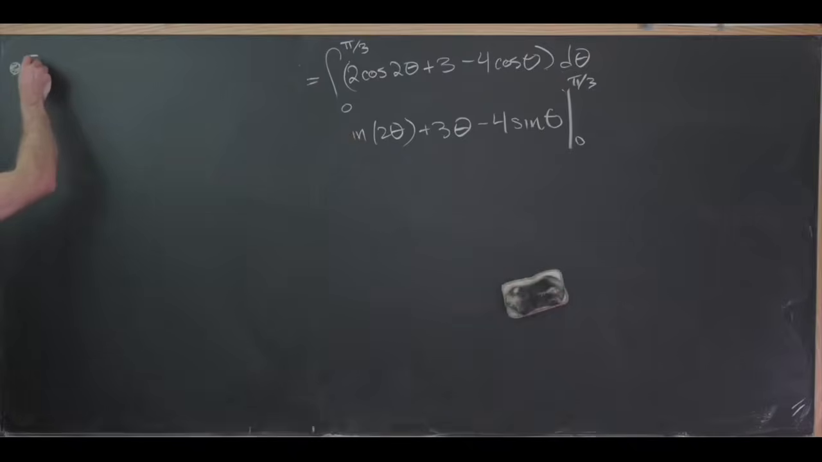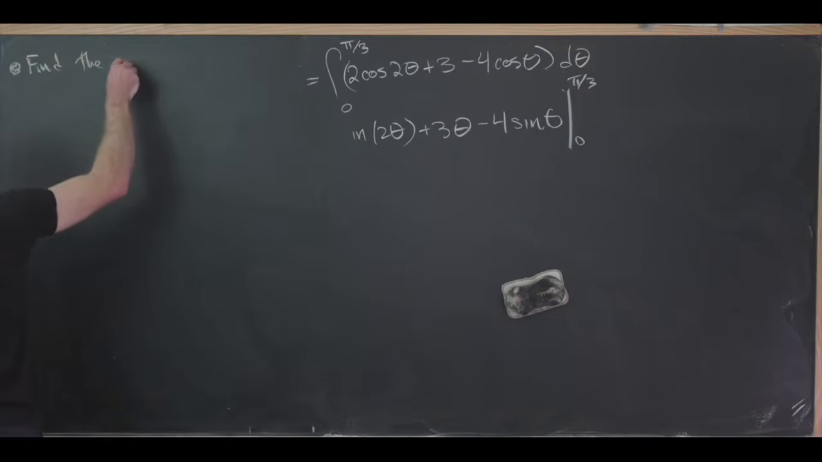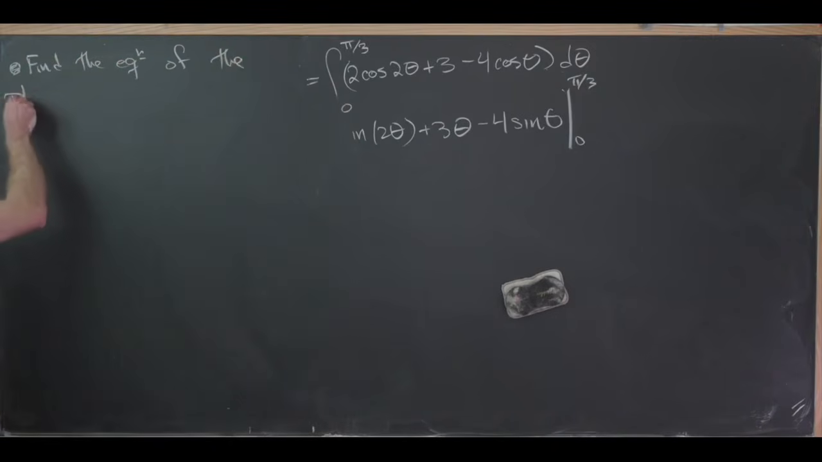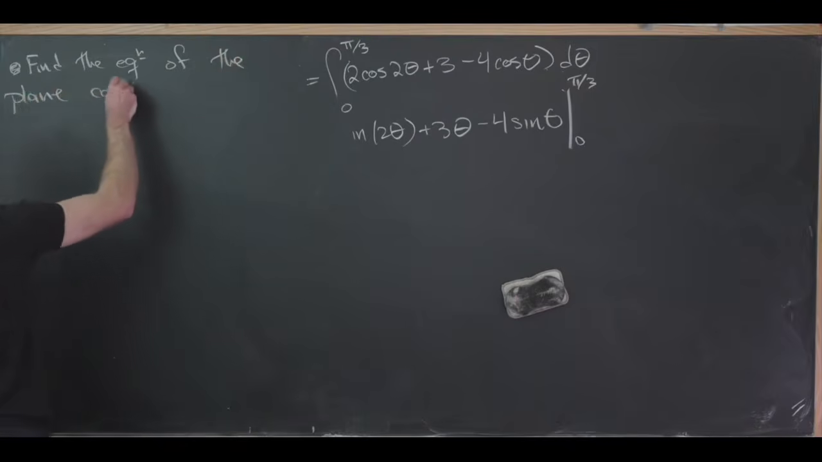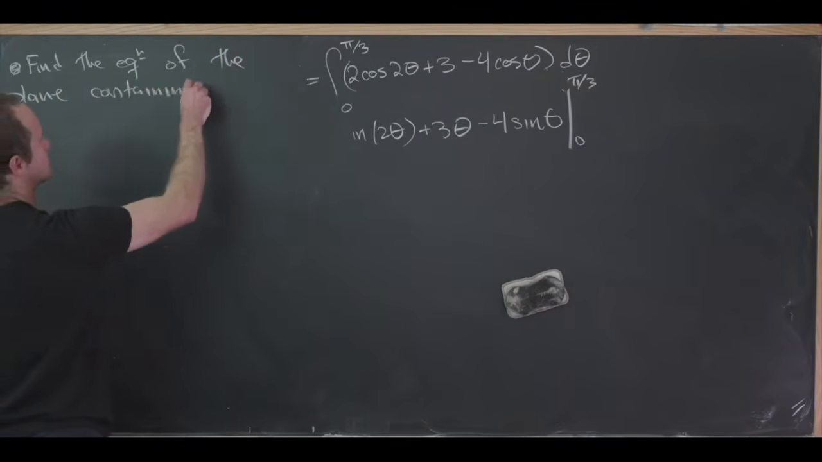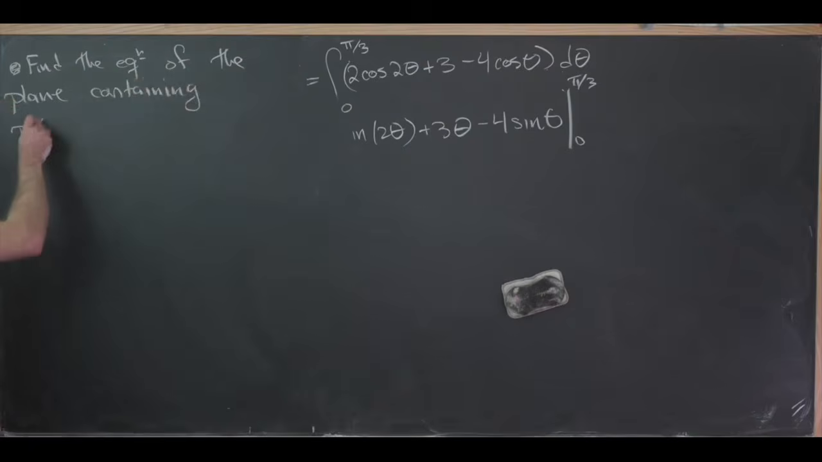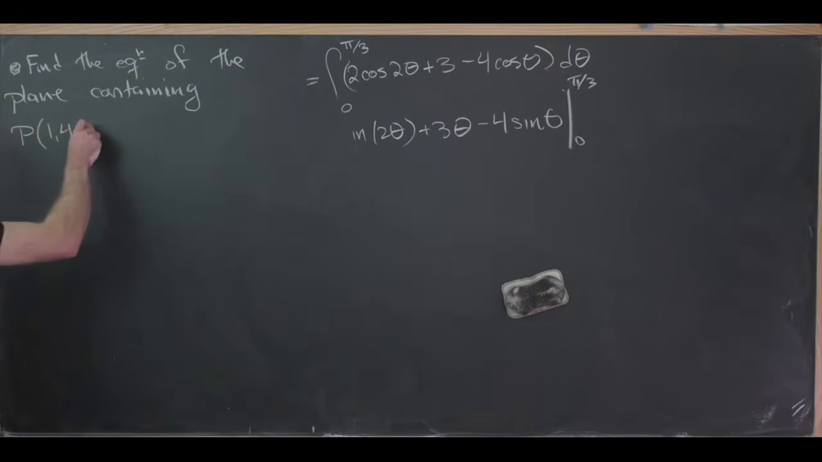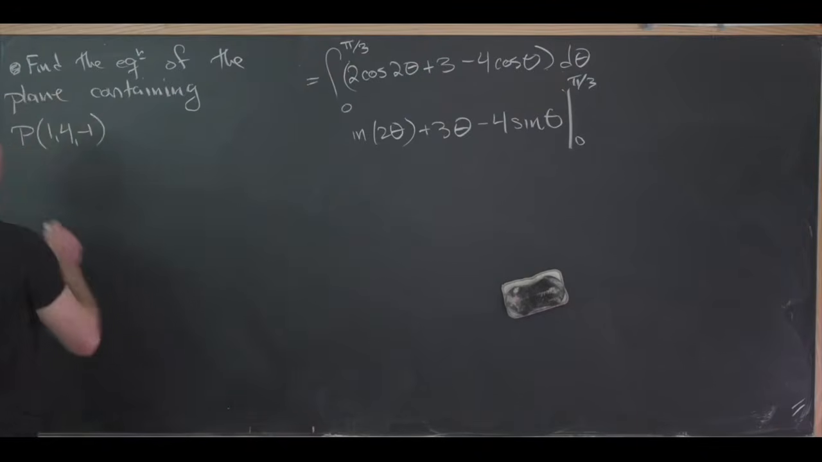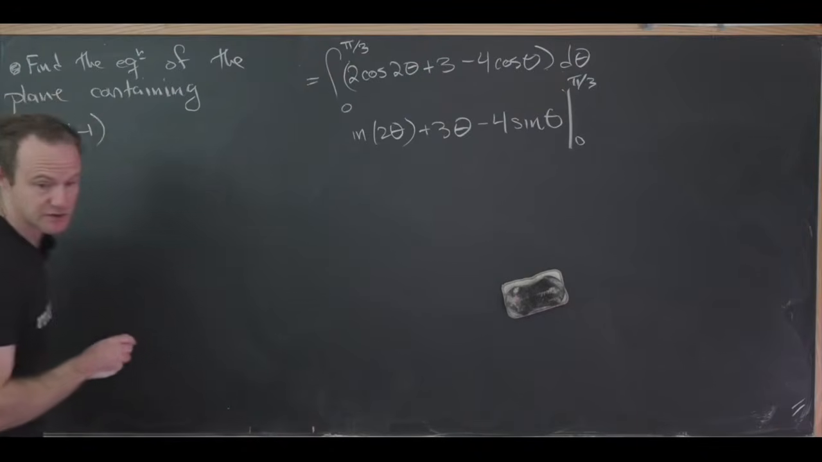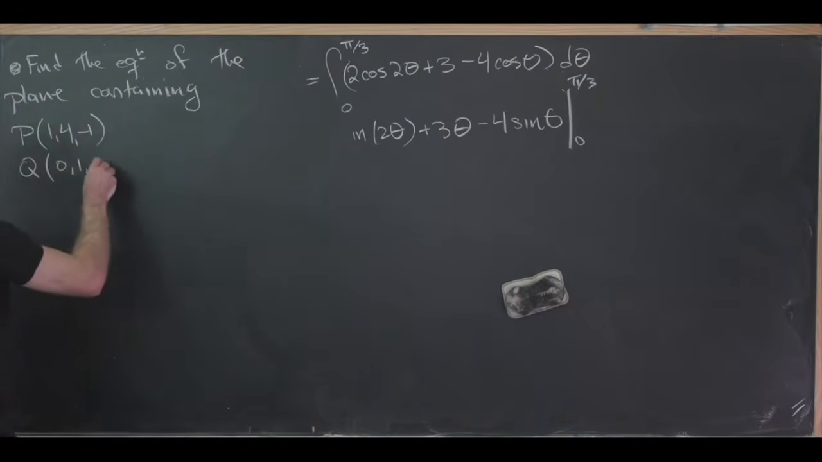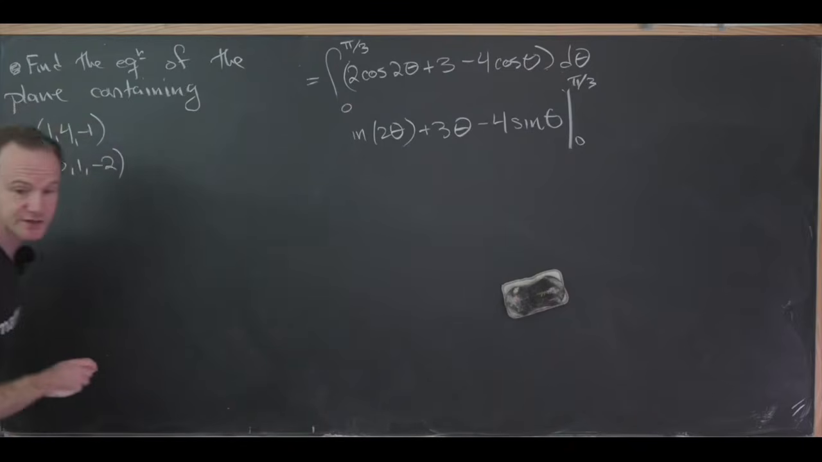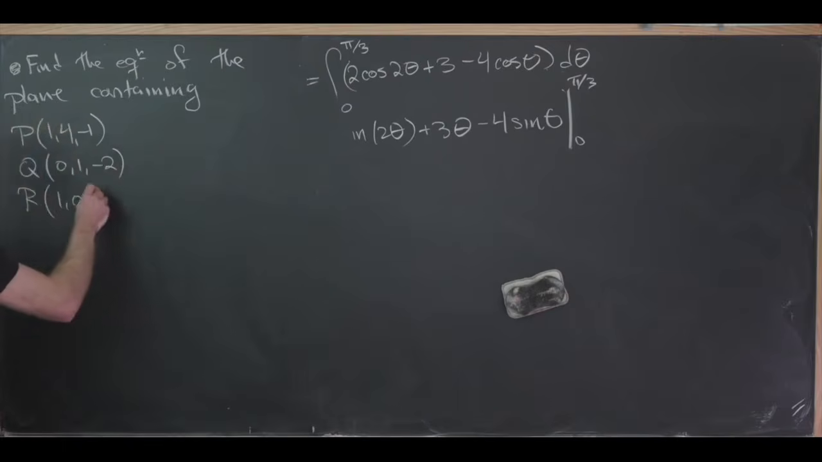Hope you enjoy. Let's find the equation of the plane containing the following 3 points. So let's say P is (1, 4, -1). Let's say Q is equal to (0, 1, -2). And let's say R is equal to (1, 0, 1).